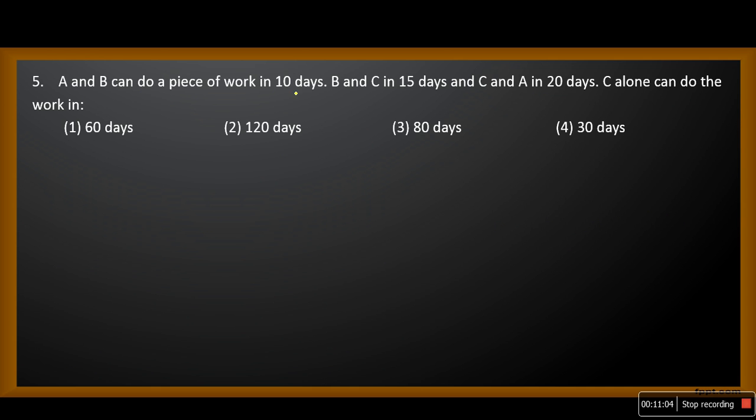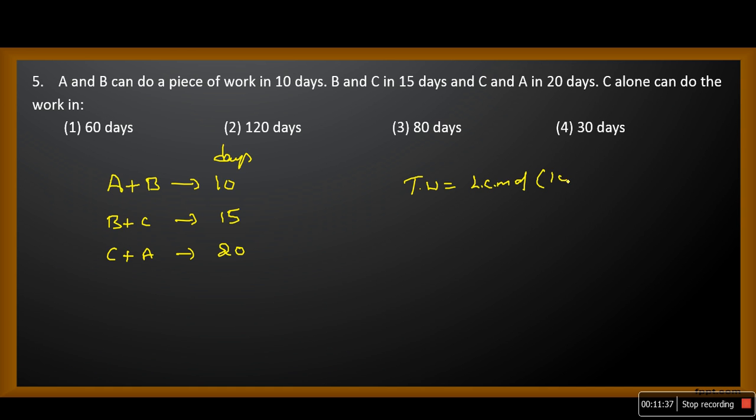A and B can do a piece of work in 10 days, B and C in 15 days, and C and A in 20 days. C alone can do the work in how many days? Now see here, with the efficiency of A and B, they take 10 days to complete the work. B and C take 15 days, and C and A take 20 days. Assume the total work equals the LCM of 10, 15, 20, which is 60. Assume the total work as 60 units.